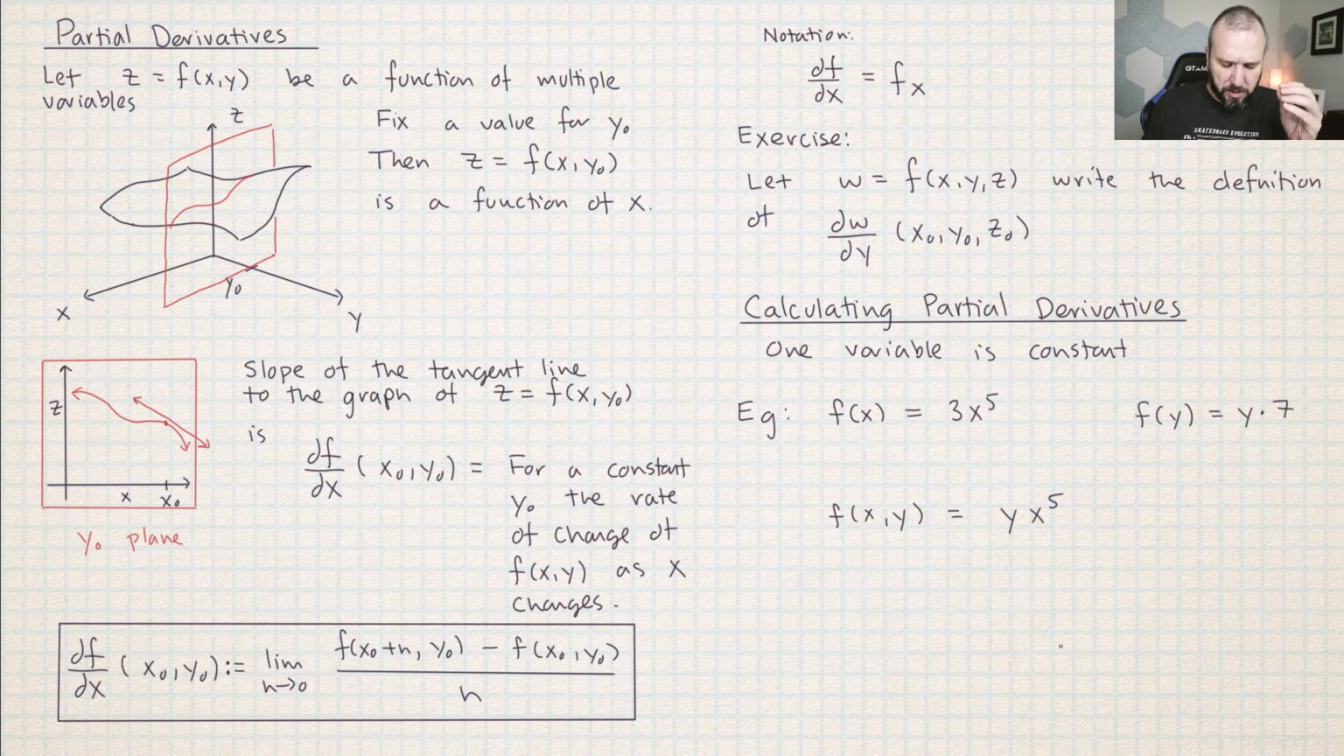Usually students are pretty good at calculating partial derivatives. The trick is to just keep in mind which one is a variable and which one is a constant. So let's just bounce back to Calc 1 really fast.